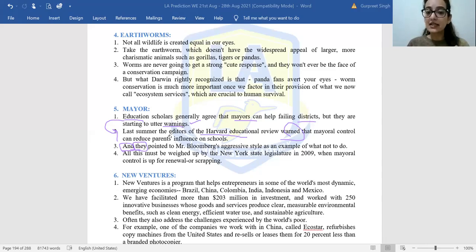But here, yes, a story is going on that last summer, the editors of this and this, they warned about mayoral control and they pointed to, that's a story going on. So that's why this they refers to these editors, and this they does not refer to mayors because of this word and here. And they pointed to Mr. Bloomberg's aggressive style as an example of what not to do.